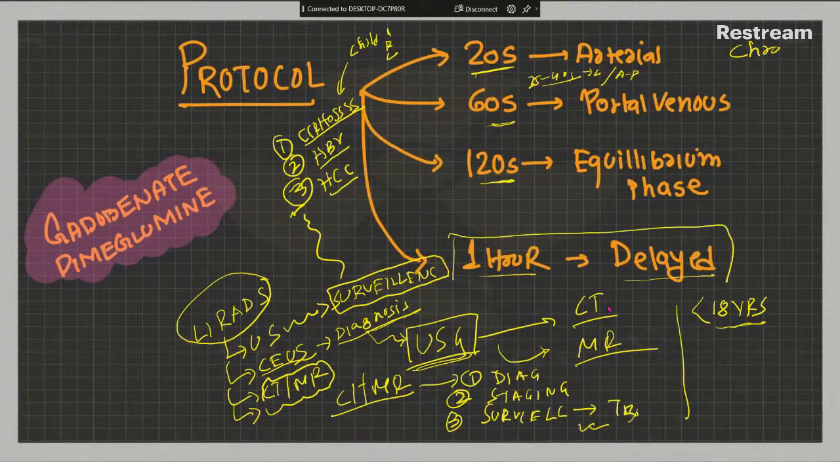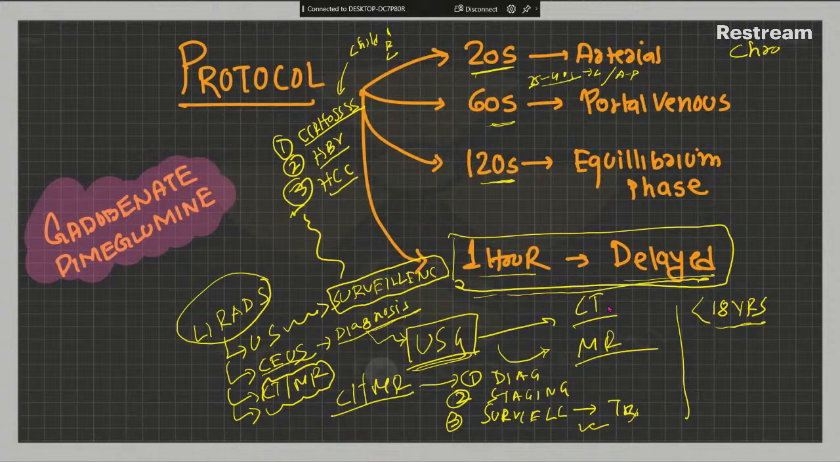Now, this 1 hour delayed phase is specifically to be taken if you are using a hepatobiliary specific contrast media. I repeat, only if you are using hepatobiliary specific contrast media is there a role of taking a 1 hour or 2 hour delayed frame. Otherwise, there is no such importance.